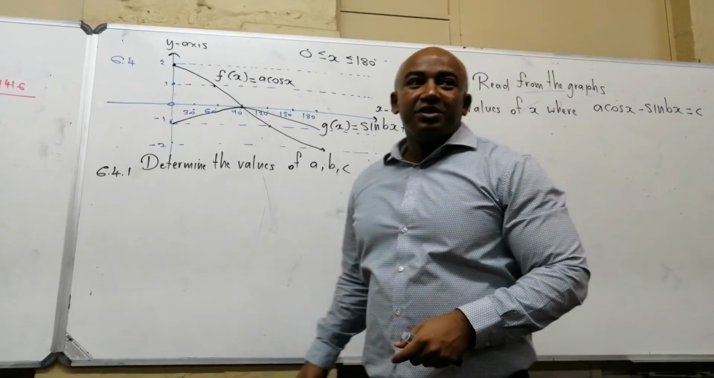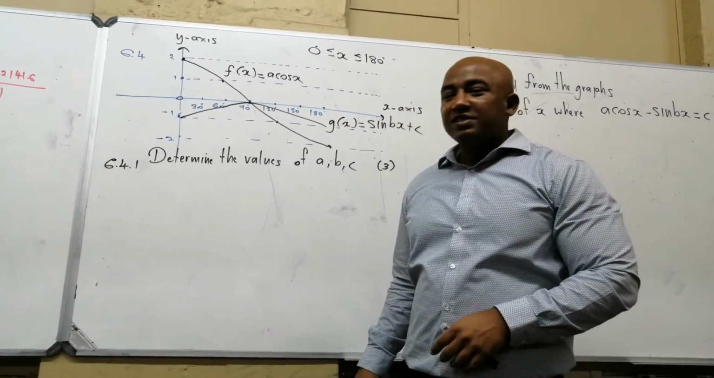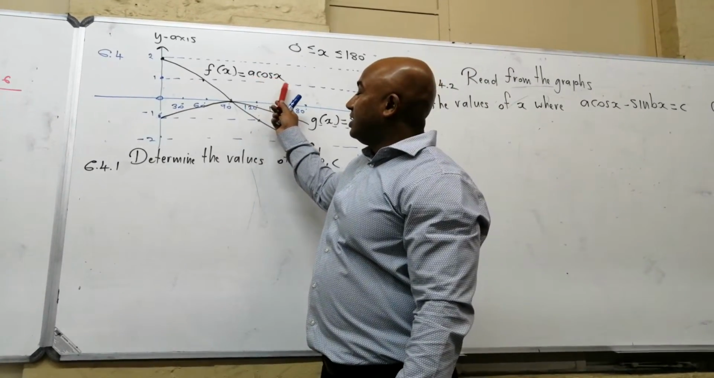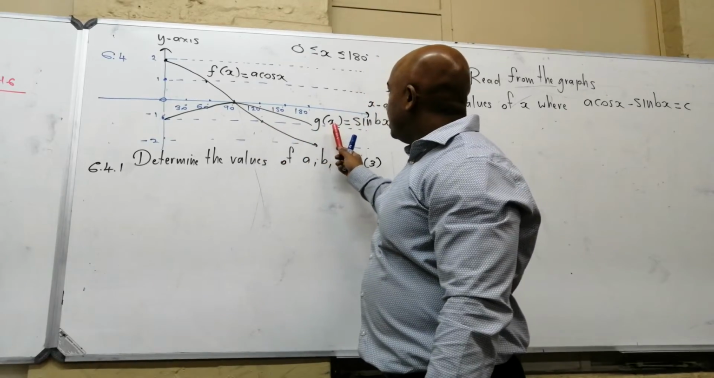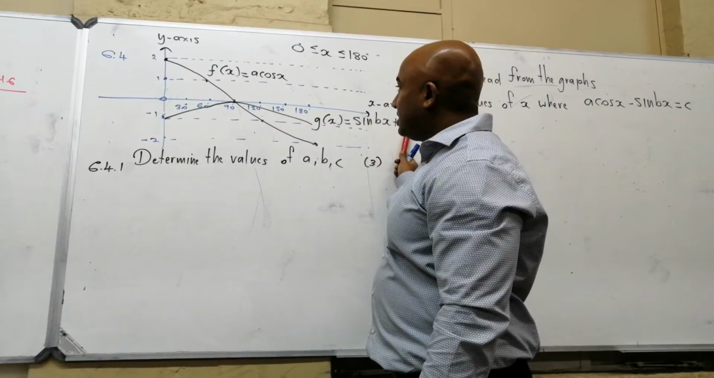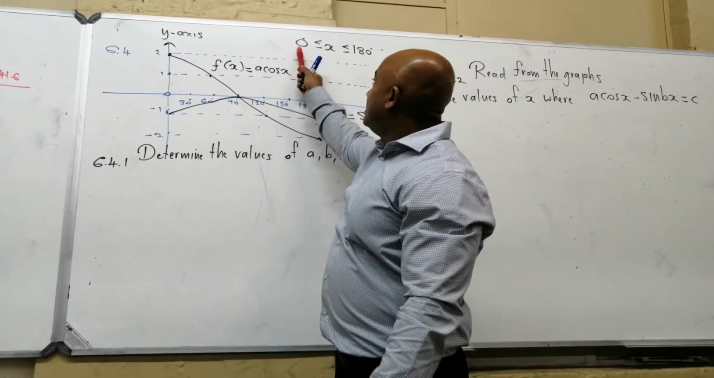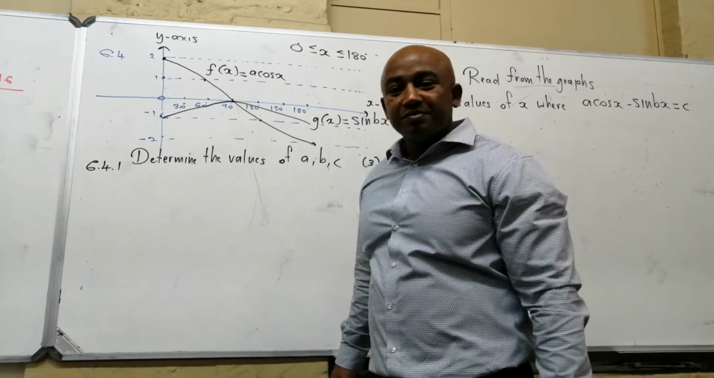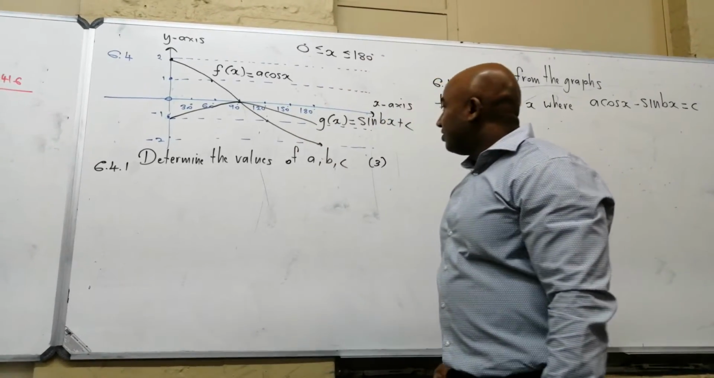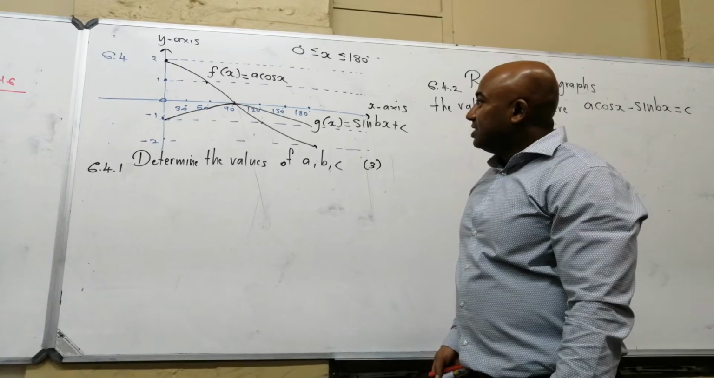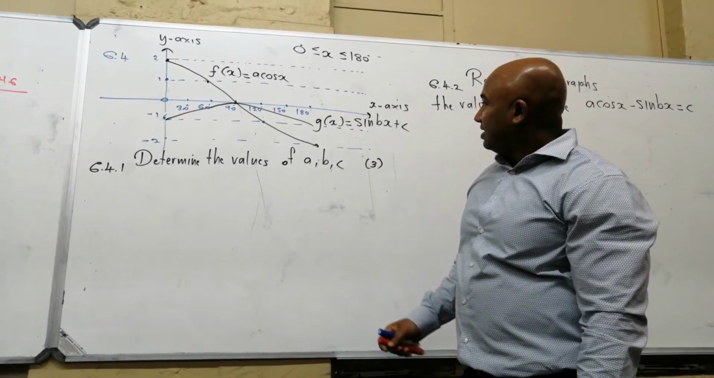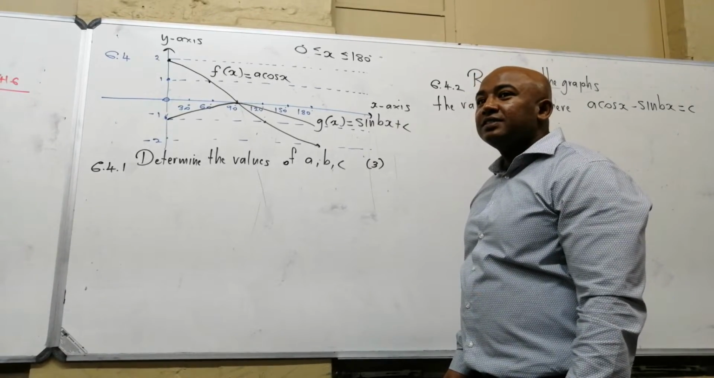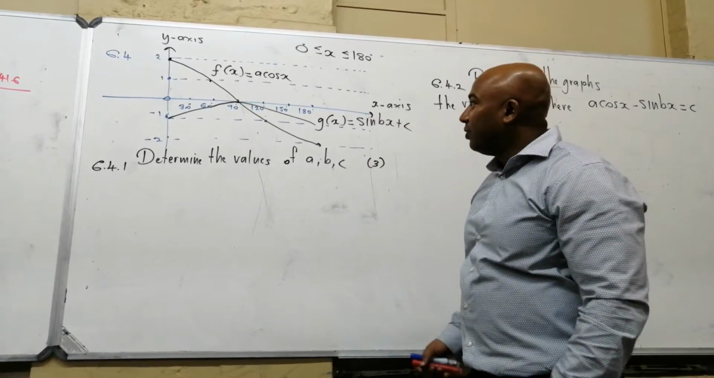Okay, the last question is you are given these graphs. You are told f of x is equal to a cos x, g of x is equal to sine bx plus c from 0 to 180 degrees. There is 0, 30, 60, 90, 120, 180 there. Determine the values of A, B, and C. So now, A, the easiest one there. What is A going to be? A will be 2.